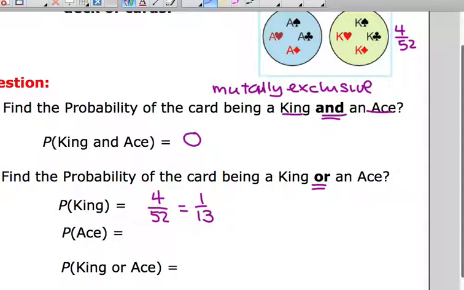Now let's talk about the probability of an ace. You also have 4 in the deck out of 52. So you have a 4 out of 52 chance, reducing it down, a 1 out of 13.